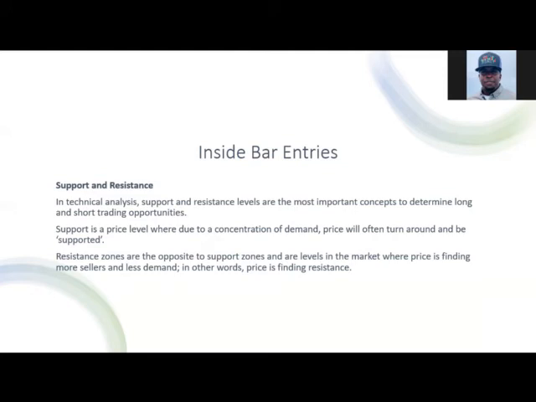Resistance zones are the opposite of support zones and are levels in the market where price is finding more sellers and less demand. In other words, price is finding resistance. Price has a roof over it. It cannot break through that roof. Therefore, it's going to go the other way and go to the floor. Price cannot go for a buy, so price will reverse and go for a sell.